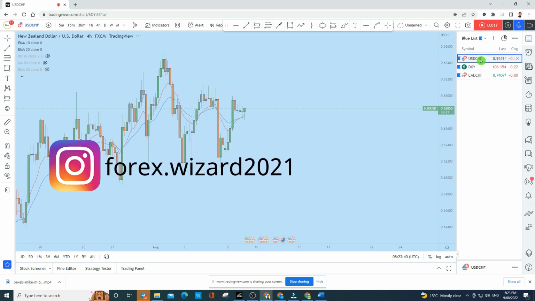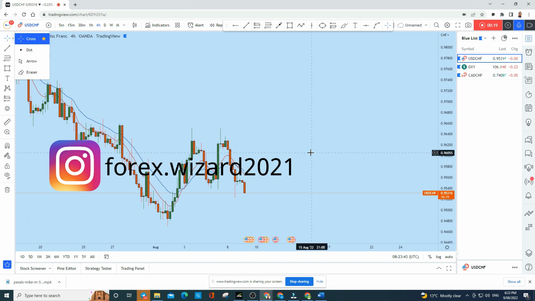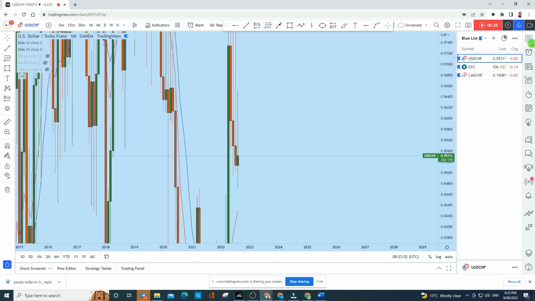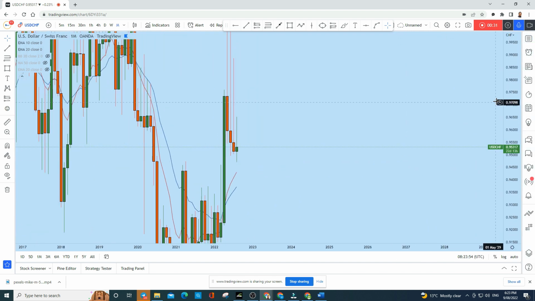Now starting with the USDCHF. As you can see, this is the 4 hour time frame, and we see a significant trading opportunity. Before we discuss what it is, let's do a complete multi-time frame analysis. Then we'll come back to this time frame to see how we can trade.